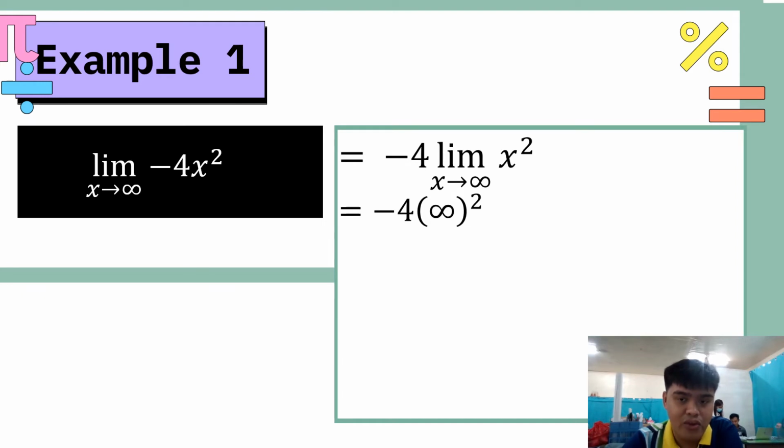That becomes negative 4 infinity squared. Now infinity, when squared, is still a very large number. It becomes still infinity. So we multiply negative 4 times infinity. Remember that the rules on operations of integers still apply. Since this is a negative times a positive number, it will result in negative infinity. Therefore, the limit of negative 4x squared as x approaches infinity is negative infinity.